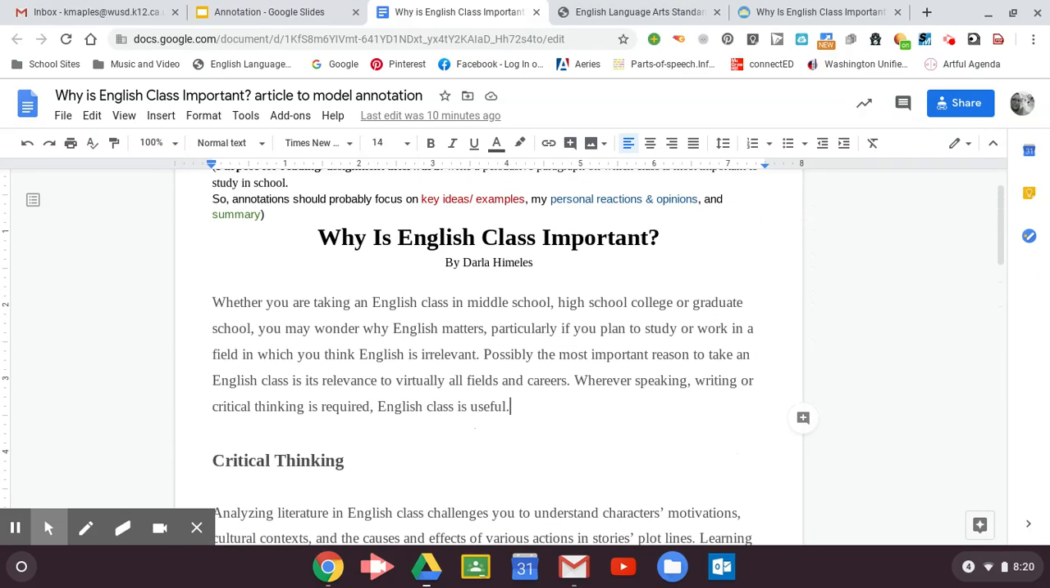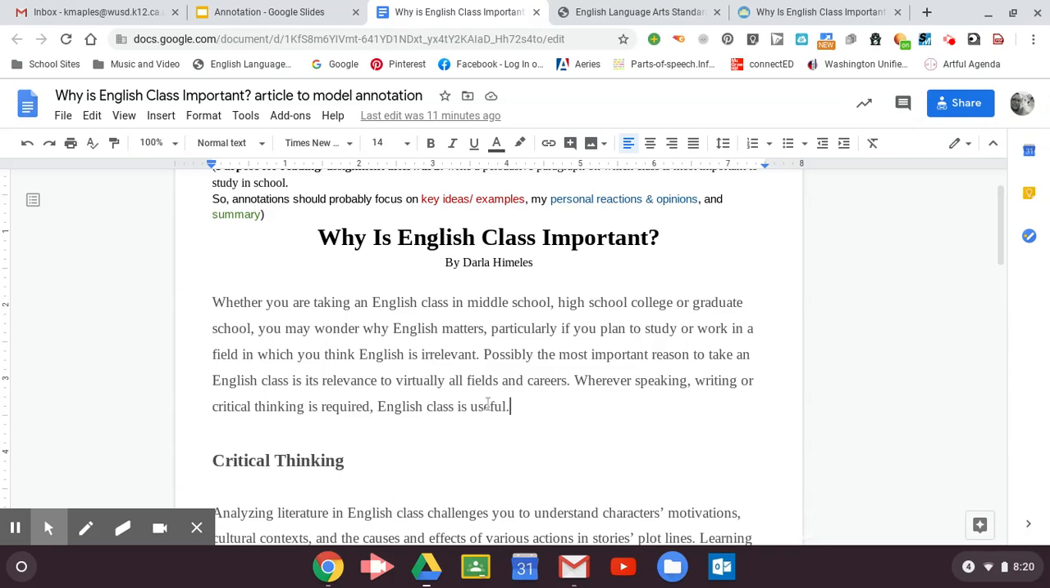Whether you are taking an English class in middle school, high school, college, or graduate school, you may wonder why English matters, particularly if you plan to study or work in a field in which you think English is irrelevant. Possibly the most important reason to take an English class is its relevance to virtually any or all fields and careers. Whenever speaking, writing, or critical thinking is required, English class is useful.